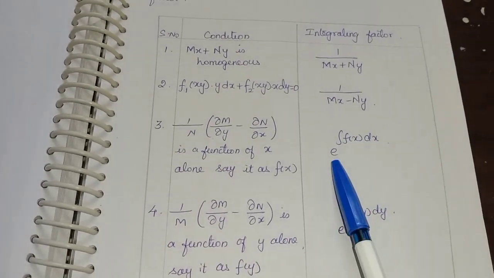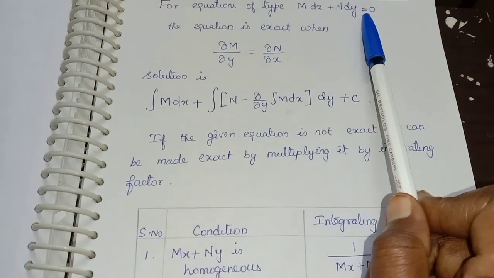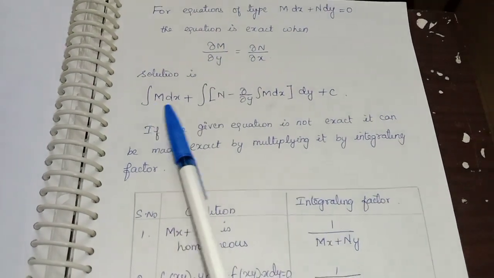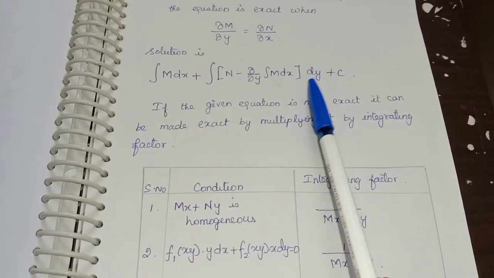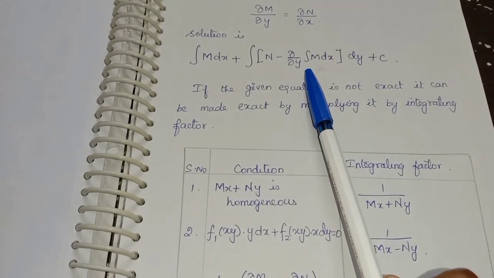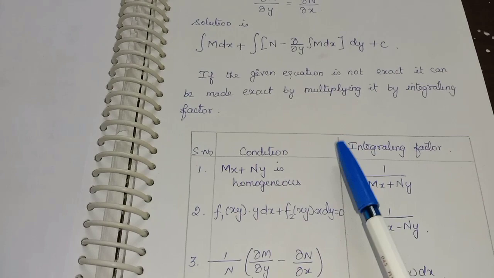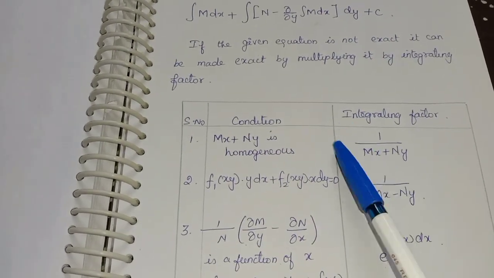factor. So after finding the integrating factor, what you have to do? Multiply the given equation by the integrating factor. Then it will satisfy this condition. Okay. Then you write the solution in this way. Okay, that's all. So these are the different methods available for solving first order equations. Now we are going to see a few problems based on these types.